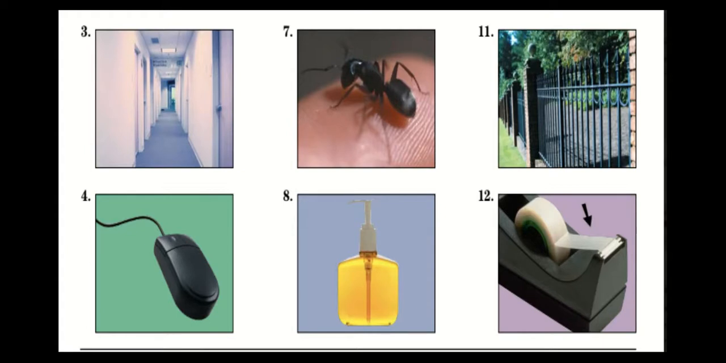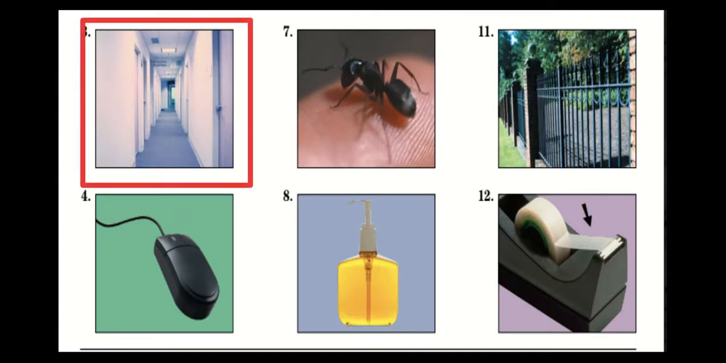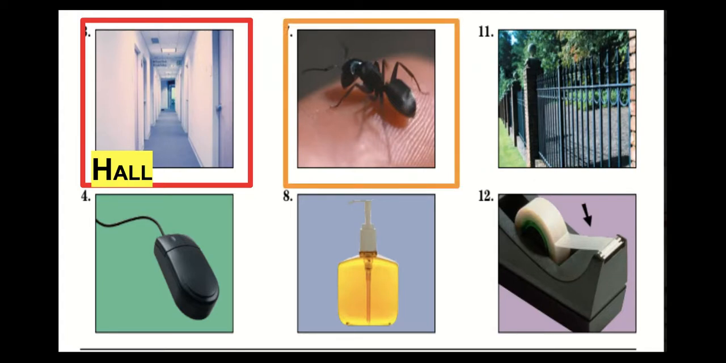Okay, let's do some more. Remember, we're going across the page and then down to the next row. What is the first letter you hear in the word hall? Hall. Yep, letter H. What is the first letter you hear in the word ant? Ant. Ant. The letter A. Ant. In the yellow picture, what is the first sound you hear in the word fence? Fence.